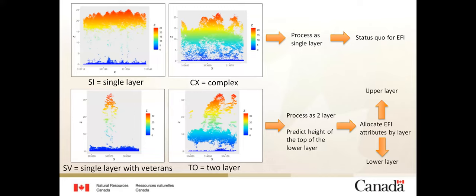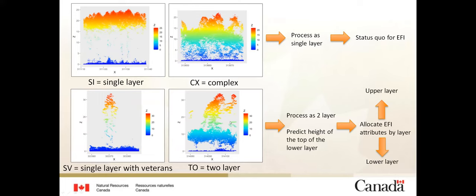So in Petawawa, we have four sort of vertical structure types that we're interested in classifying. These top two single layer stands, here we have a side profile from the LiDAR, and these complex stands we treat as single layer stands. And so it's status quo for the EFI. When we do an area-based prediction, it's just as we normally would. For stands where we have veteran trees that have been left on the site, or where we have obvious two layer stands, then we will process those as two-layer stands.